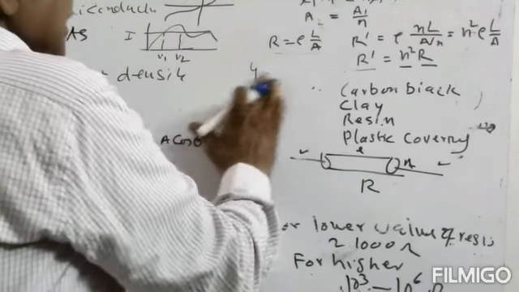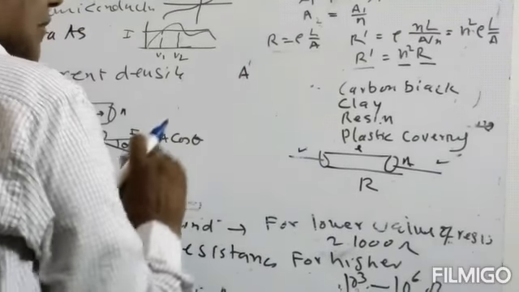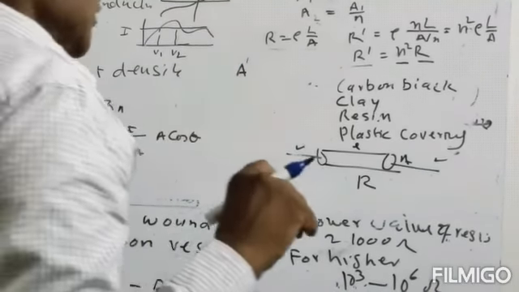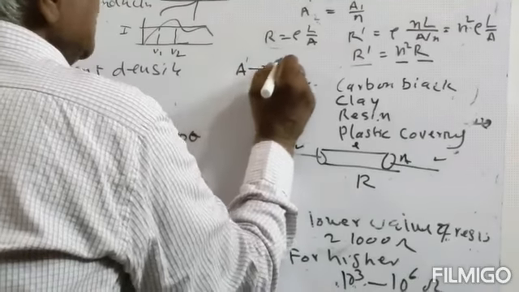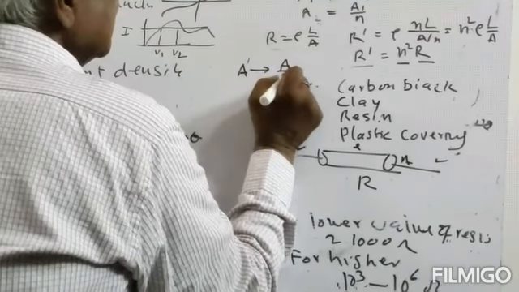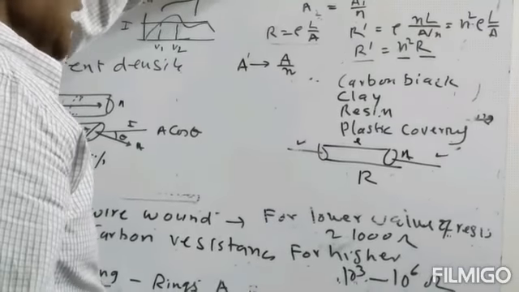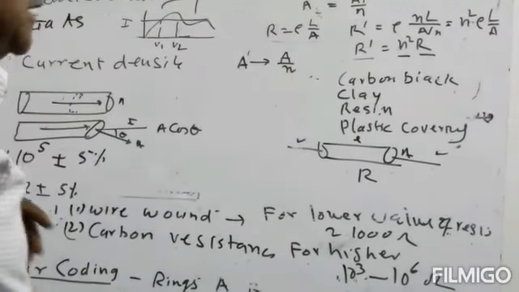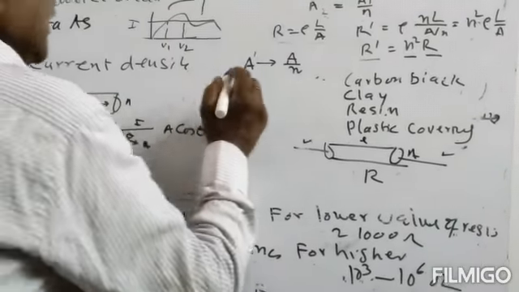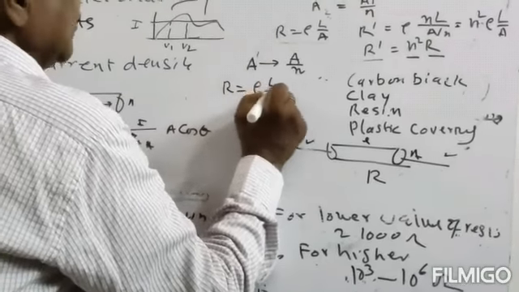Now similarly, if the length is the same and the area of cross section is reduced to A by N. Similarly, as we found for the length, if we reduce the area of cross section, what would be the change in resistance? Initially the resistance was equal to rho L by A.